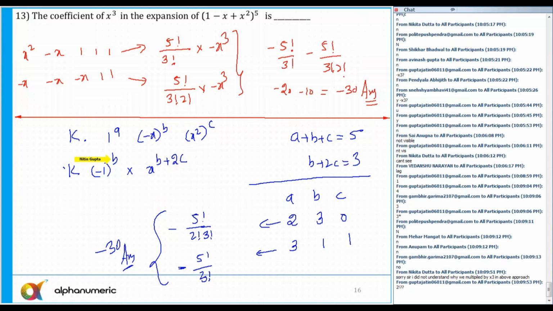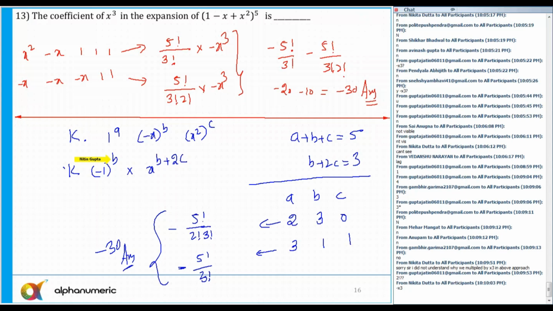Where did I multiply x cube in this one? Okay, tell me one thing. If I multiply all of them, there are 5 brackets. From the 5 brackets, I pick x square, second minus x, 1, 1, 1. So multiplying all five of them, what will come? Then only I'll get minus x cube, na? But they can arrange themselves in factorial 5 by factorials, so basically I'll get minus x cube these many times. Yes or no? Nikita, please tell me.